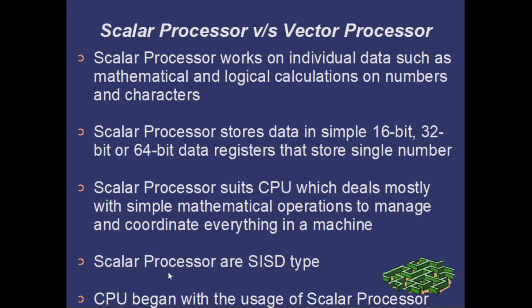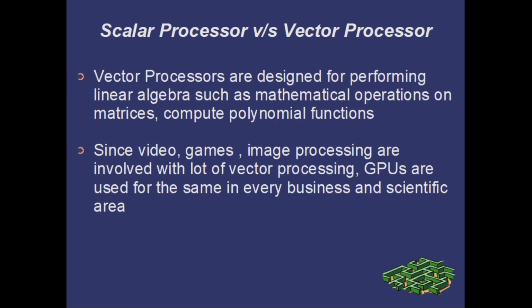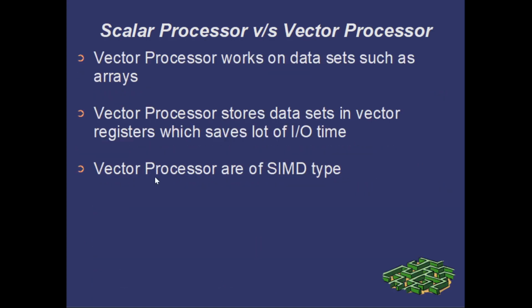It says a scalar processor is of what type? SISD type, okay. A vector processor works on data sets such as arrays. This is very useful for games, videos, and image processing, because in this kind of application the data is big, not the instructions. The instructions are usually simple. Vector processors are of SIMD type.